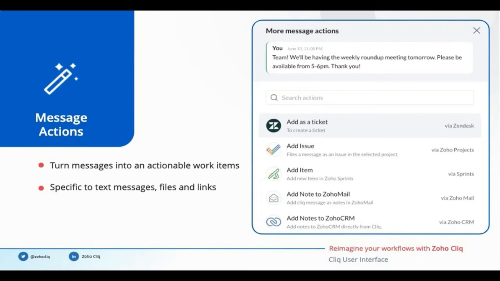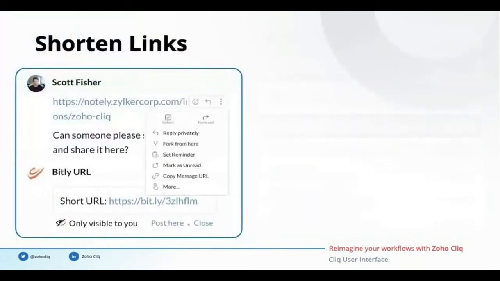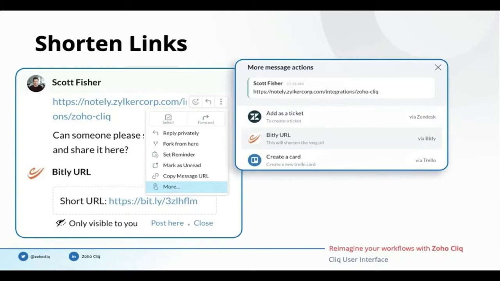I would like to explain an example of how message action works with a link. Scott here has a lengthy link which he wants to shorten. I'm going to help him by shortening the link right from our chat interface. I click on the three dots in the message and select more options, which gives me a list of actions to perform on that particular message. So I'm going to click on the bit.ly URL message action, which is going to shorten the particular link and post it in the chat.